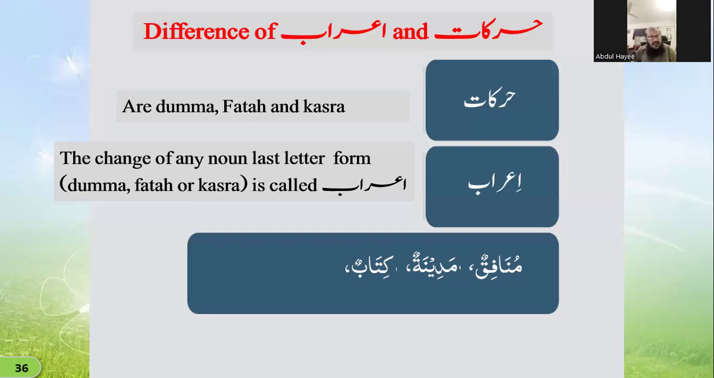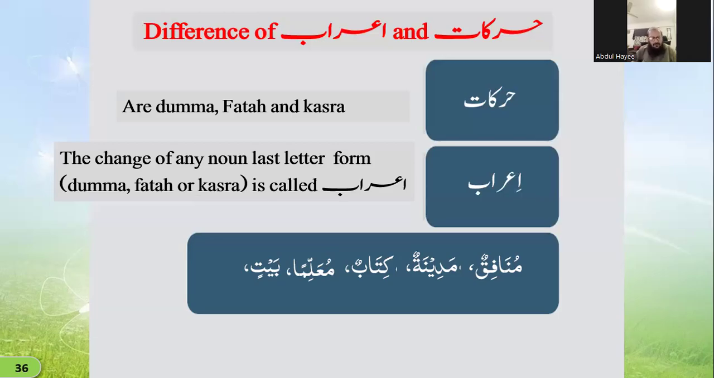Just like kitabun. Kaf has kasra, ta has fatha. They are harakat. But when we say ba, it is i'rab. Mu'alliman. Mim has dhamma, ain has fatha, lam has kasra. They are harakat. But the mim has double fatha. That is i'rab. Baitin. Ba has a fatha, so it's haraka. And ta has double kasra, that is i'rab.